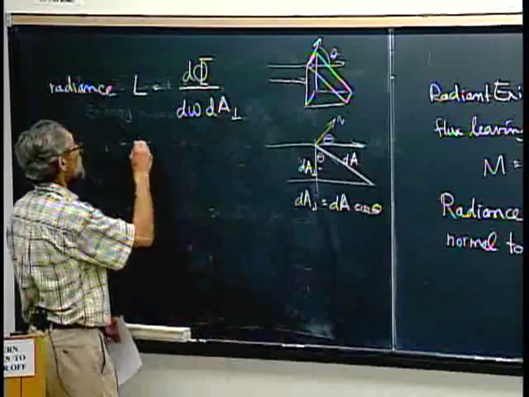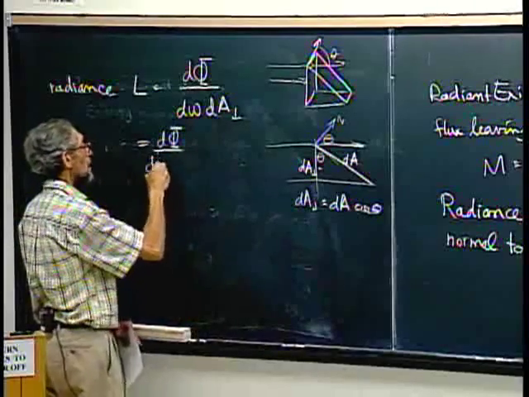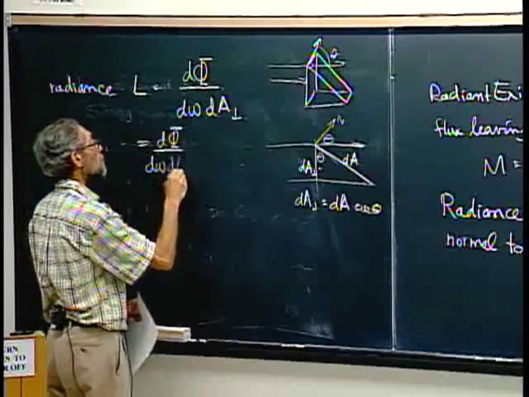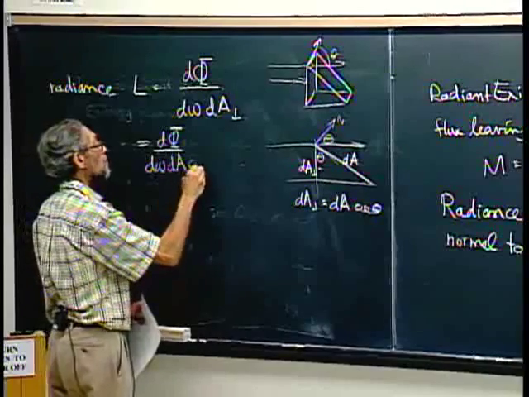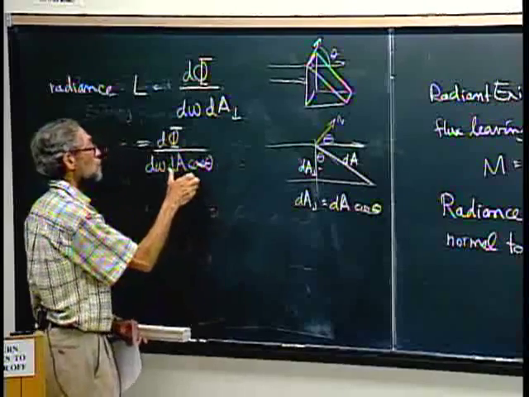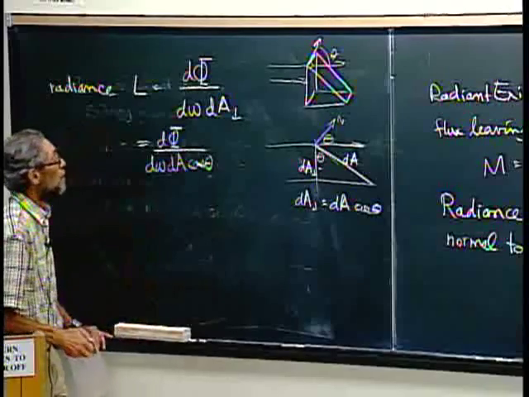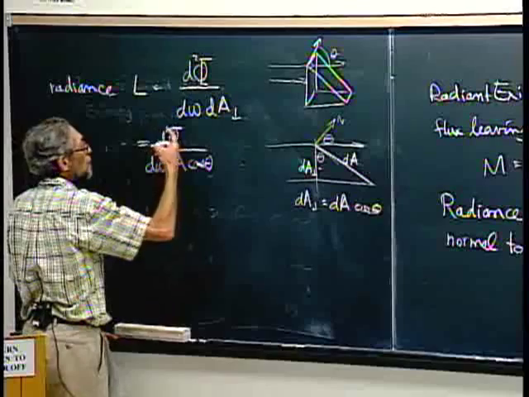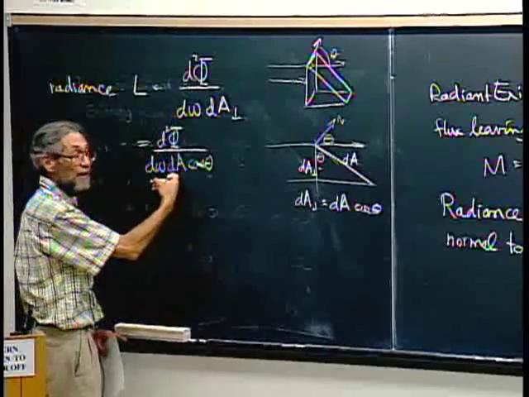So I can write this as the flux per unit solid angle, and then times the area per unit area, but I have to multiply that area by cosine theta to get the unit area normal to the beam. And in the book, they put a d squared here because they say it's a doubly small quantity if the solid angle is small and the area is small.